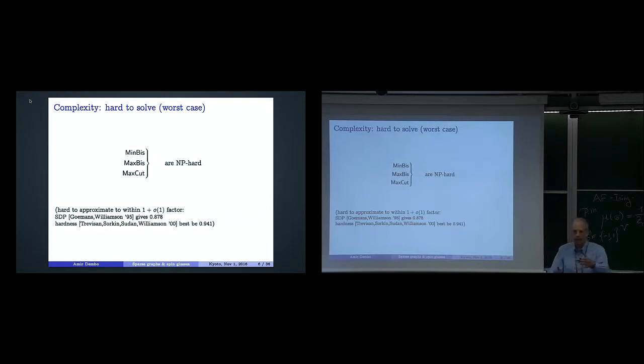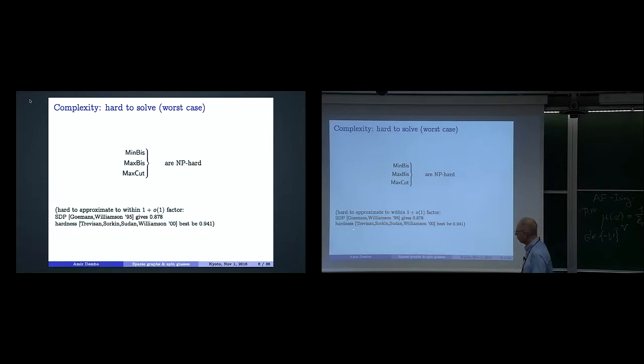That is, you want an algorithm that will run in time polynomial in the size of the graph and will produce the answer up to 0.001 error. That's very difficult. Actually, there is an algorithm with a semi-definite program. There is a very famous algorithm due to Goemans and Williamson in '95 that gives 0.878. So you can actually get up to 0.878 of the answer in polynomial time, that is fast, on any graph that you want.